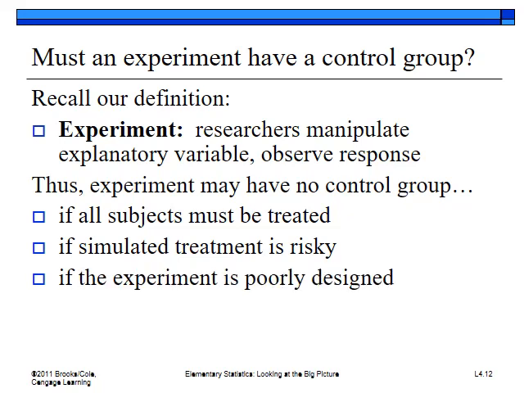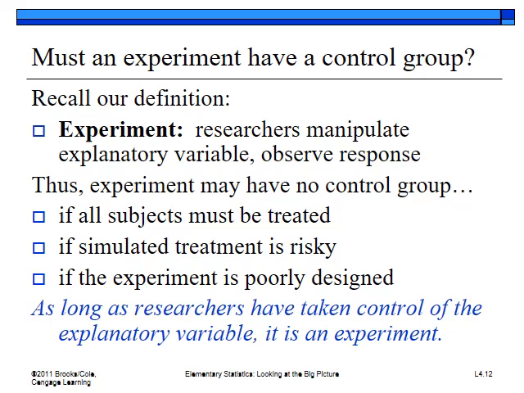If the experiment, for whatever reason, is poorly designed, there may be no control group. If control groups are possible, ethically and realistically, then we probably ought to have them. But remember that as long as the researchers control the values of the explanatory variable, we're looking at an experiment.